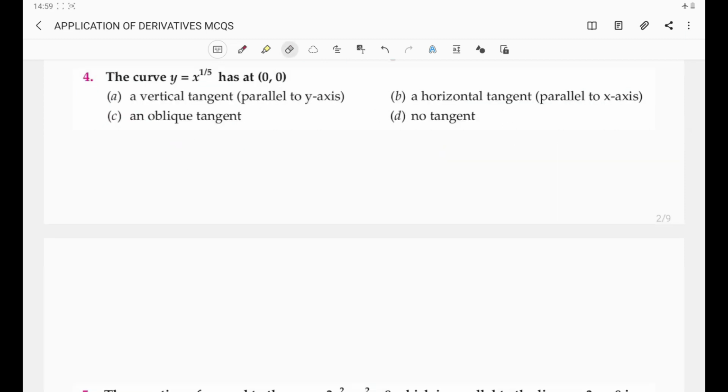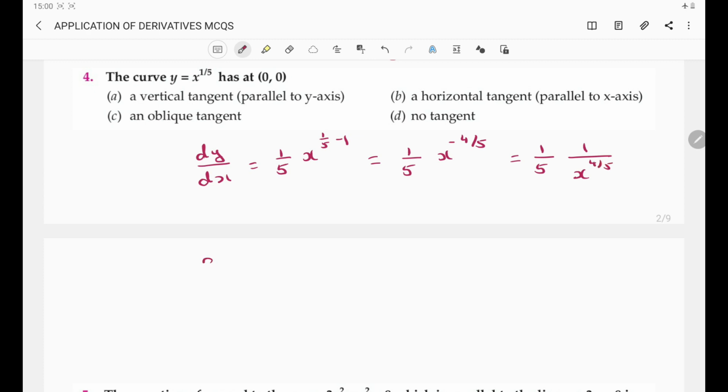Question number 4. The curve y equal to x to the power of 1 by 5 has at 0, 0 a vertical tangent, a horizontal tangent, an oblique tangent, or no tangent. So let's find dy by dx. Dy by dx is equal to 1 by 5 x to the power of 1 by 5 minus 1, which is 1 by 5 x to the power of minus 4 by 5, or we can write it as 1 by 5 into 1 by x to the power of 4 by 5.